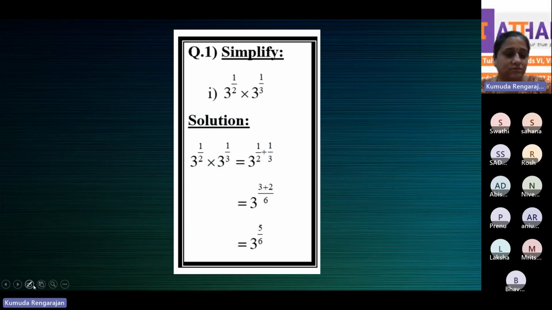So see this one, children. How do we simplify 3 to the power 1 by 2 multiplied by 3 to the power 1 by 3? With exponents, we know when bases are same and it's multiplication, we add the powers. So write the base once, 3, and add the powers, 1 by 2 plus 1 by 3. You know how to add 1 by 2 and 1 by 3: LCM. So 5 by 6. This simplifies to 3 to the power 5 by 6.